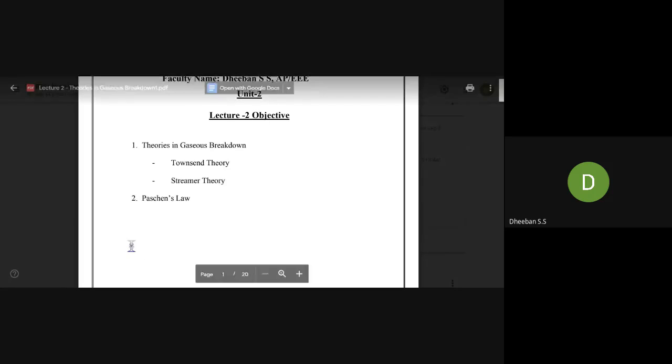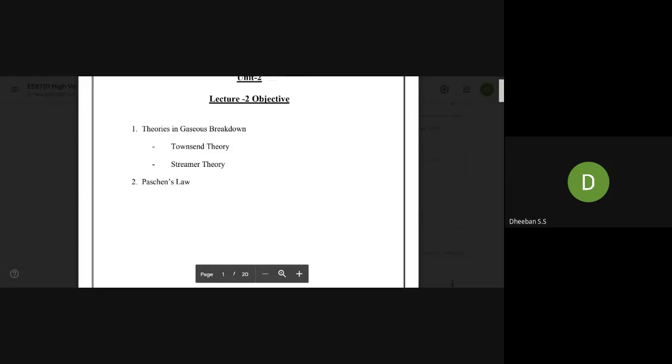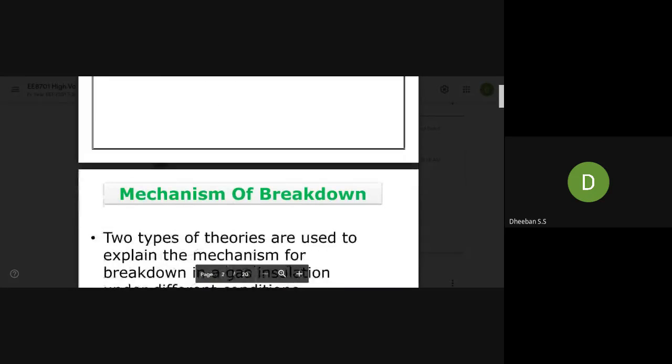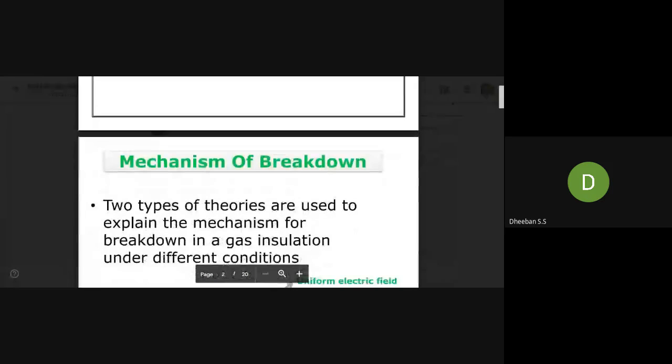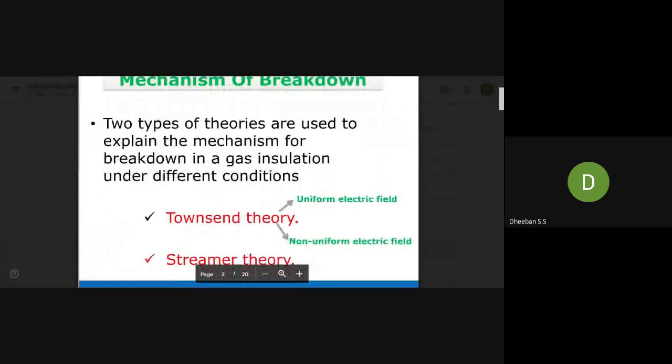So the PPTs may be somewhat in a disordered manner, but I have covered based upon the concepts. I have arranged based upon the concepts. I'll say what are the concepts. Okay. We'll be moving into mechanism of breakdown.